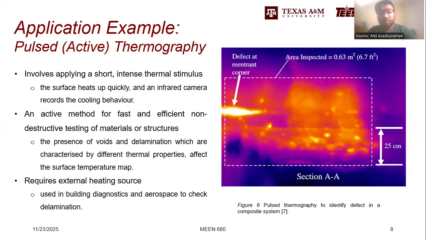Talking about active thermography, on the other hand, it involves applying a controlled heat pulse to the surface. After the surface is heated, an infrared camera monitors the cooling behavior over time. Defects such as voids, delamination, or cracks affect the heat diffusion process. This causes detectable temperature differences on the surface. It's an extremely powerful tool in non-destructive testing of composites, building materials, and aerospace components. Here comes the interesting part. Active methods allow us to reveal features that are hidden beneath the surface, unlike passive thermography.